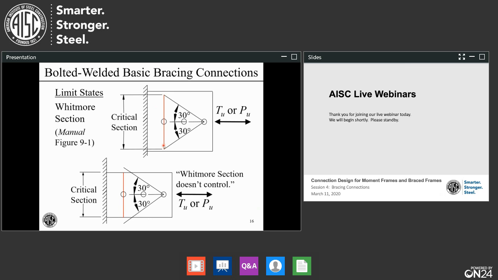Now, oftentimes the plate's not very wide, so this 30-degree spread runs off the edge of the plate. In that case, the critical section is, of course, just the plate width, or the plate width times the thickness. And we would just simply say the Whitmore section doesn't control in this case.